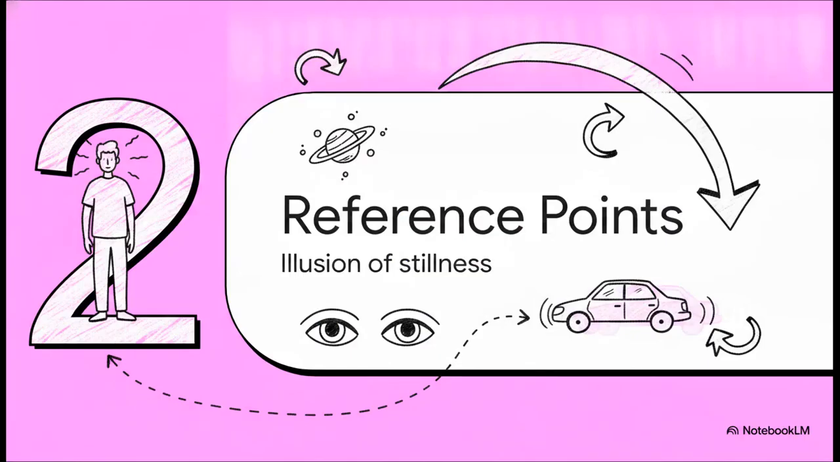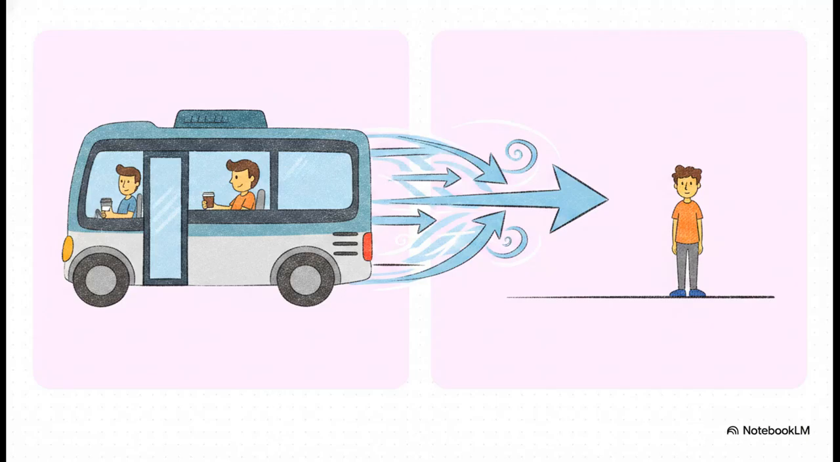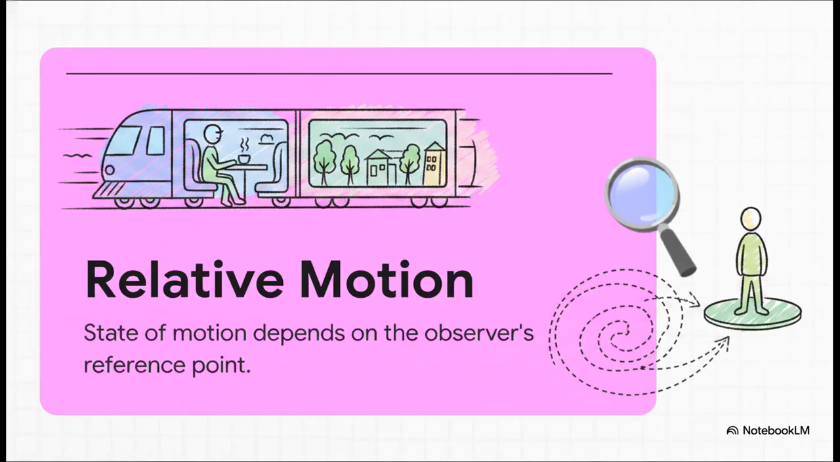Section 2. The secret of reference points. The illusion of stillness. To truly understand motion, we kind of have to flip our perspective. Imagine you're sitting inside a moving bus. Now, relative to the passenger sitting right next to you, you are completely at rest, right? But relative to a person standing outside on the road, you are hurtling forward. And this brings us to a massive aha moment in physics. Stillness, it's often a total illusion.